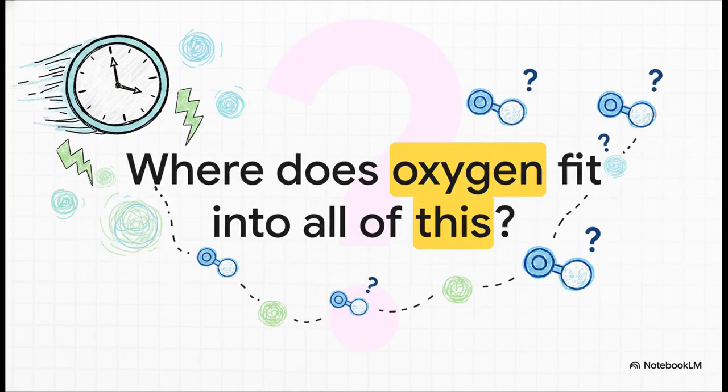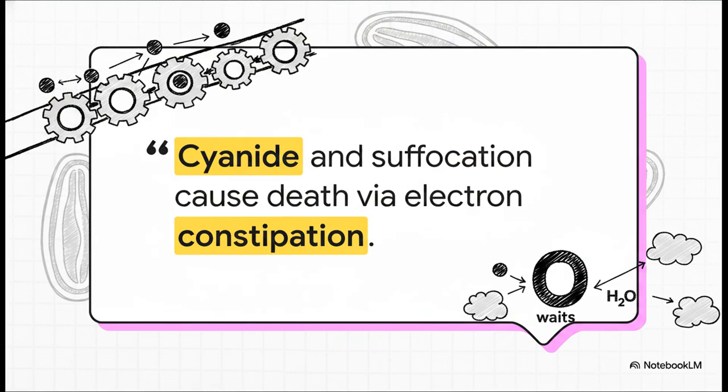Okay, so we've built all this amazing energy. But remember that ticking oxygen clock from the very beginning of the explainer? Where on earth has oxygen been this whole time? Well, I absolutely love this quote. It's wonderfully blunt, but completely accurate. Cyanide and suffocation in general cause death via electron constipation.